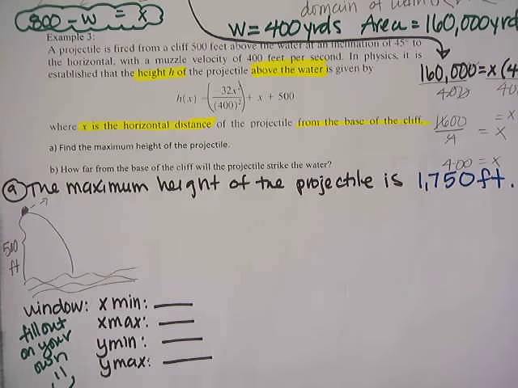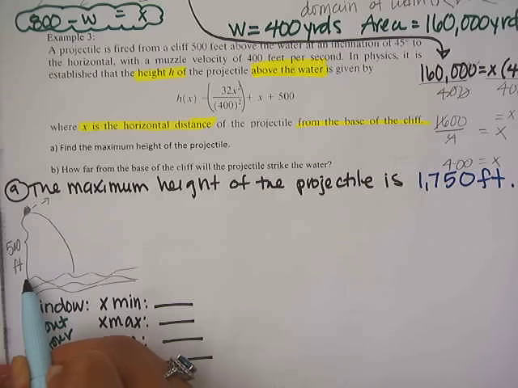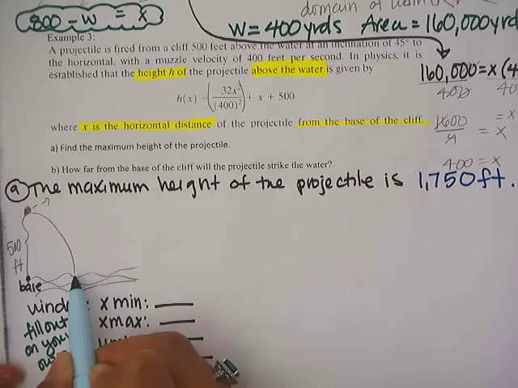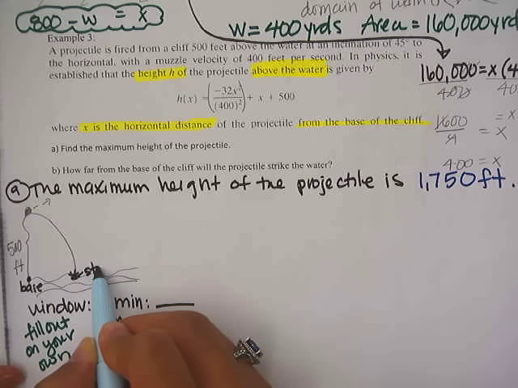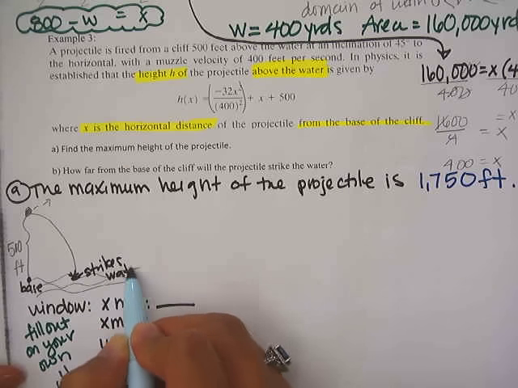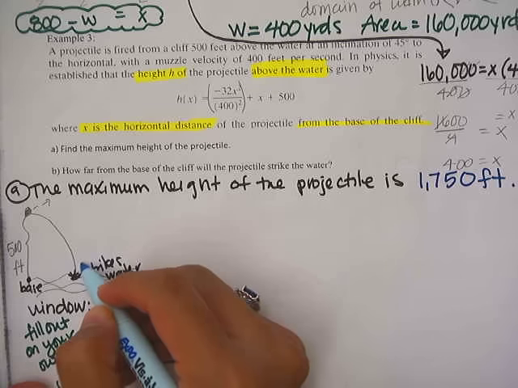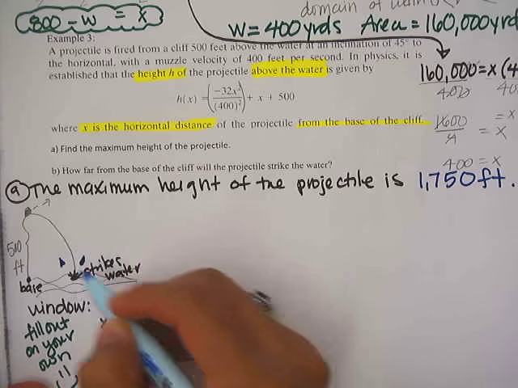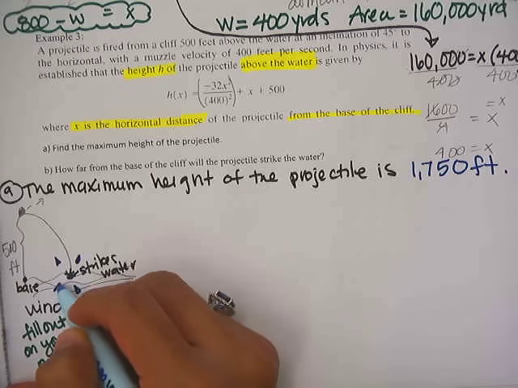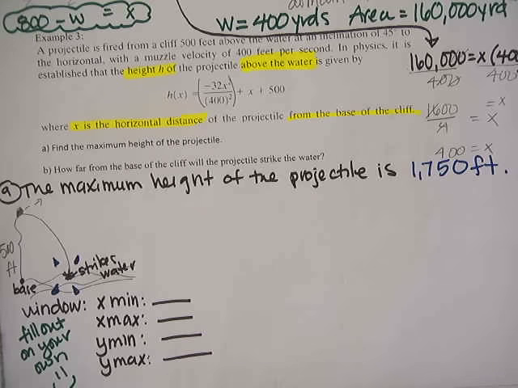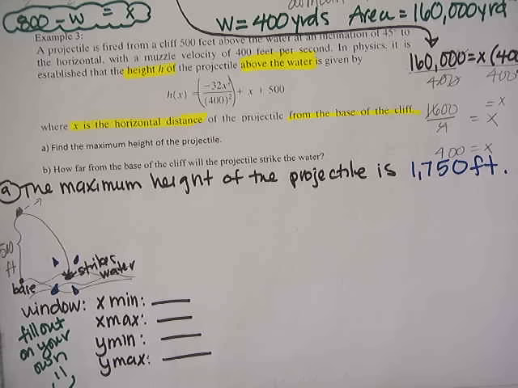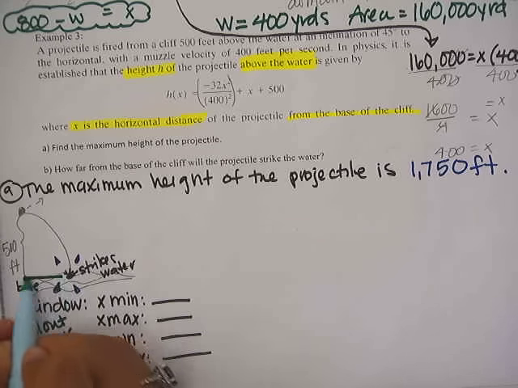Part B says, how far from the base of the cliff will the projectile strike water? Okay, so let's look at my drawing. Here's the base, right? Here's when it strikes water. And let's make some splash. Water splash. So, it's asking how far, meaning that I'm looking at the horizontal distance, which is really here. Okay?